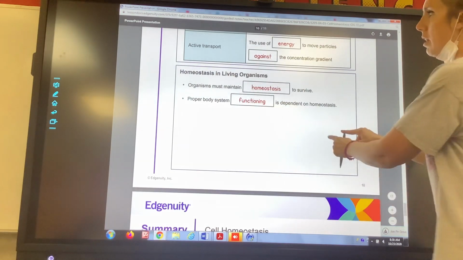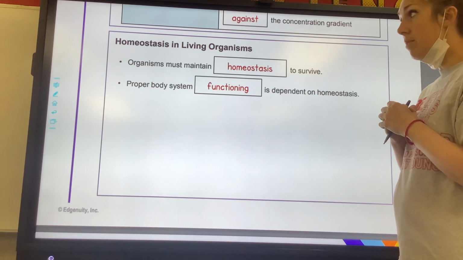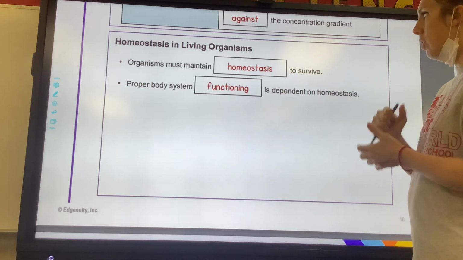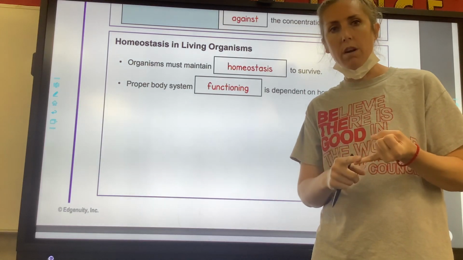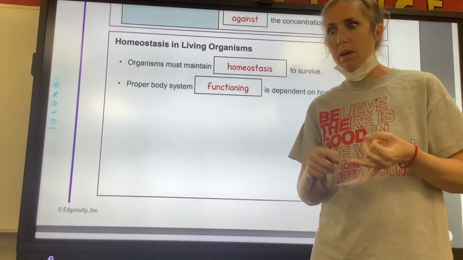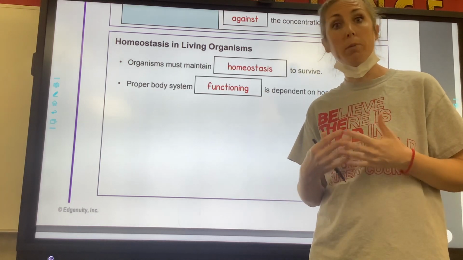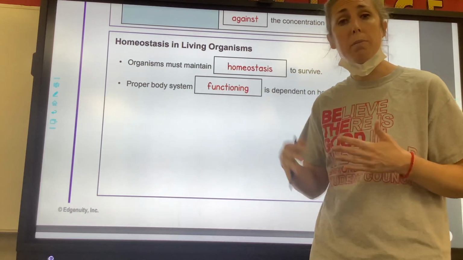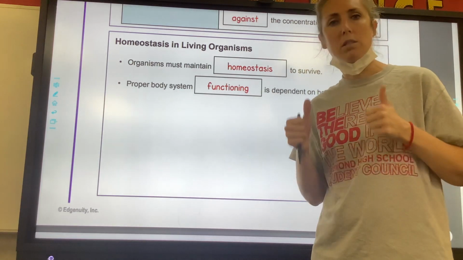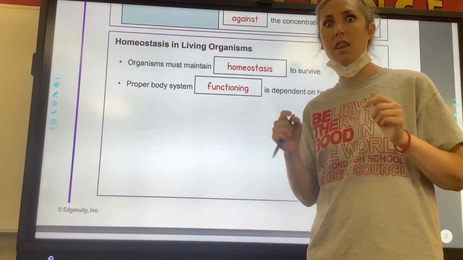Okay, last but not least, organisms must maintain homeostasis to survive. Proper body system functioning is dependent on homeostasis. Remember, when there is something wrong with you, when you have a fever, when it hurts when you pee, when you have diabetes, when you're gaining a whole bunch of weight at one time, when you're not in homeostasis, stuff goes wrong. You go to the doctor, they figure out what's wrong, they help you balance it out. So that's why it's so important to learn about homeostasis, because every cell needs to maintain it, otherwise they die.